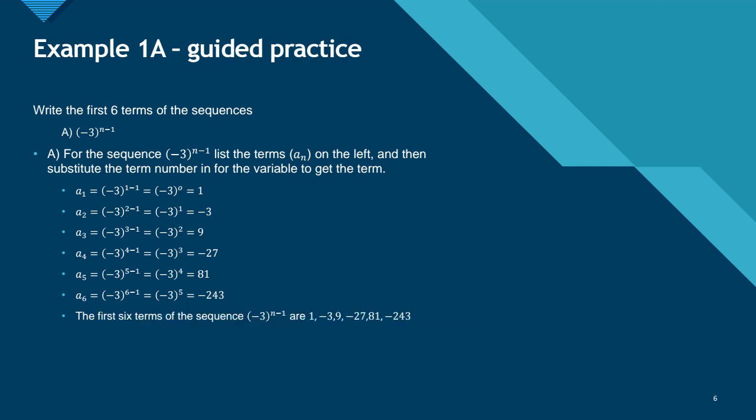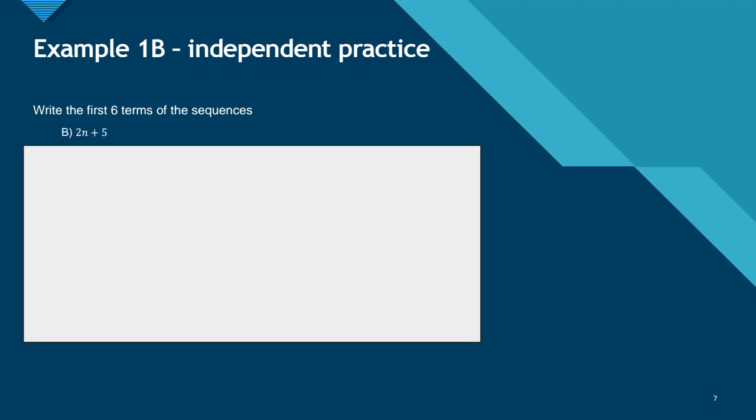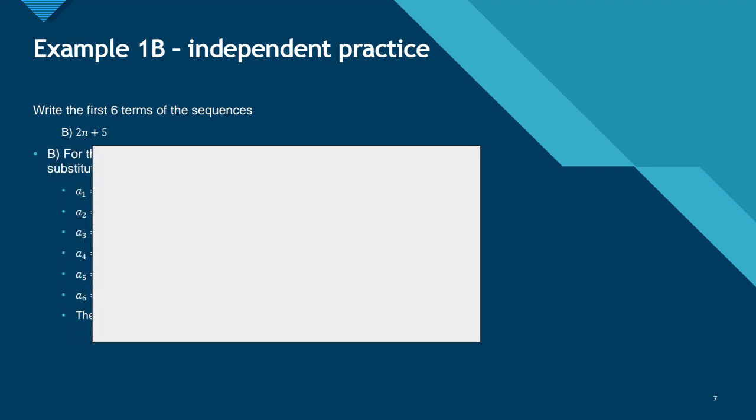So the first 6 terms of the sequence of the quantity -3 raised to the n minus 1 are 1, -3, 9, -27, 81, and -243. So for example 1b, it wants you to write the first 6 terms of the sequence 2n plus 5. So remember, the first thing you want to do is set up your chart and then write the first 6 terms of the sequence 2n plus 5.